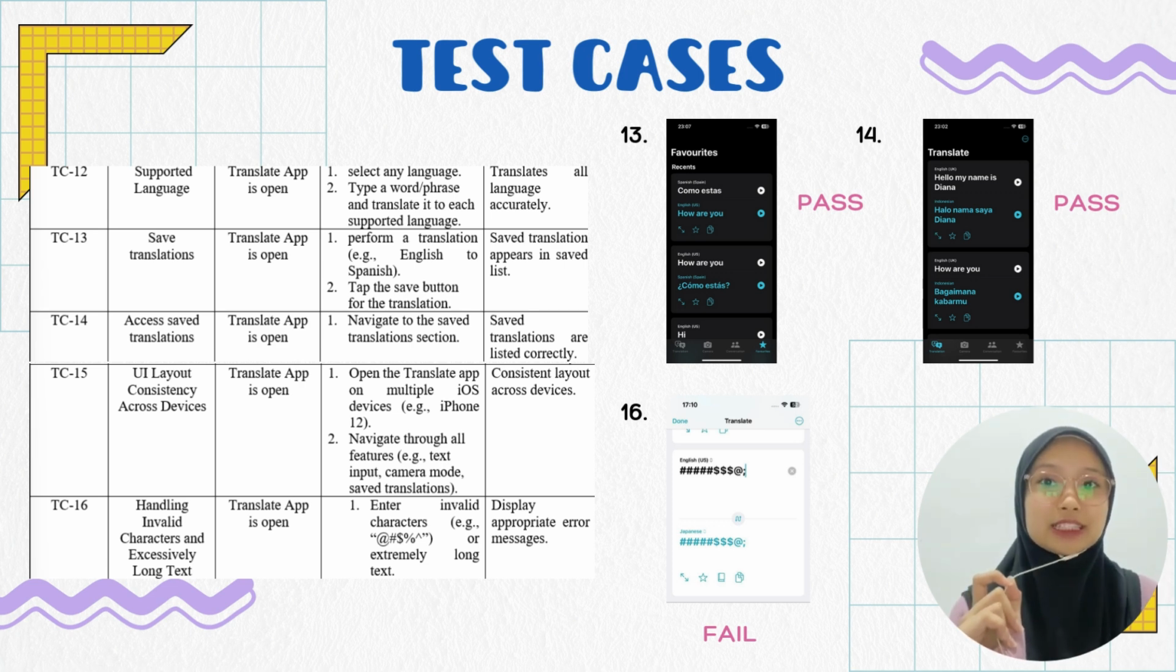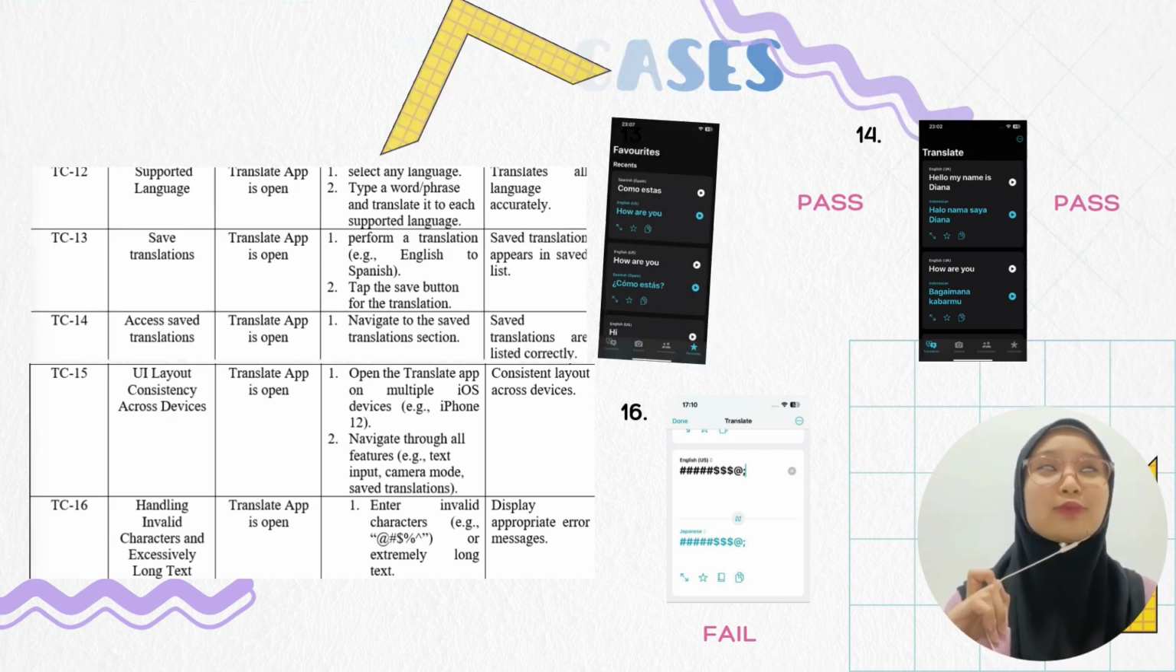But for number 16, it shows a failed result. We expected it to have an appropriate error message, but the translation app doesn't show what we want. It shows the symbol, like the inserted symbol, which shows at the display part.